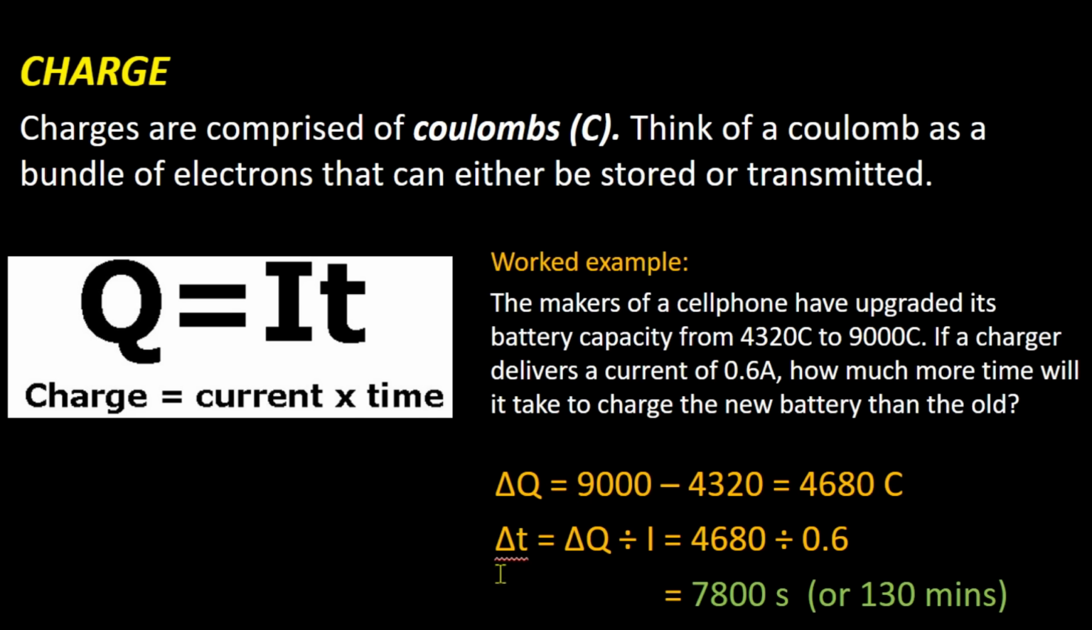Now the change in time will be that charge divided by the current when we transpose. So this will be 4,680 divided by the current 0.6. Our answer is going to be 7,800 seconds or 130 minutes.